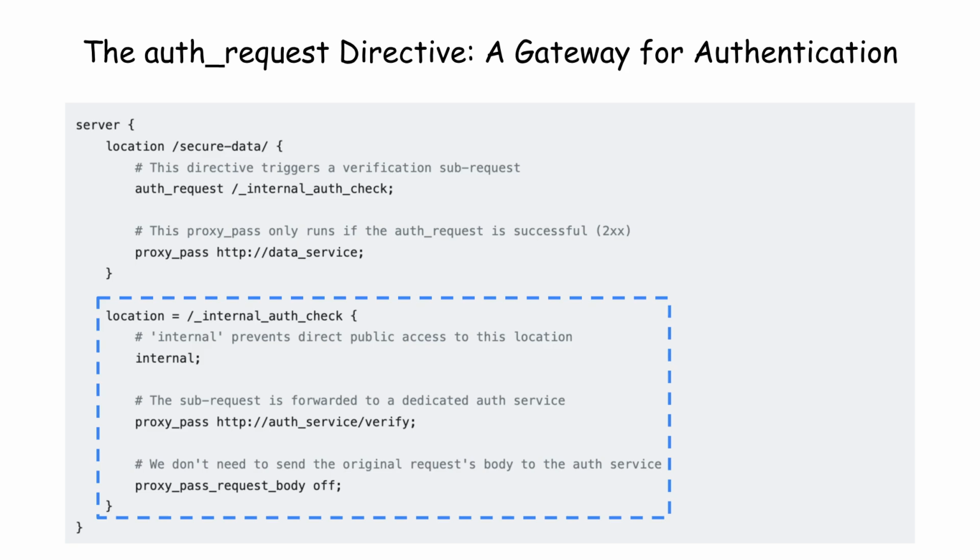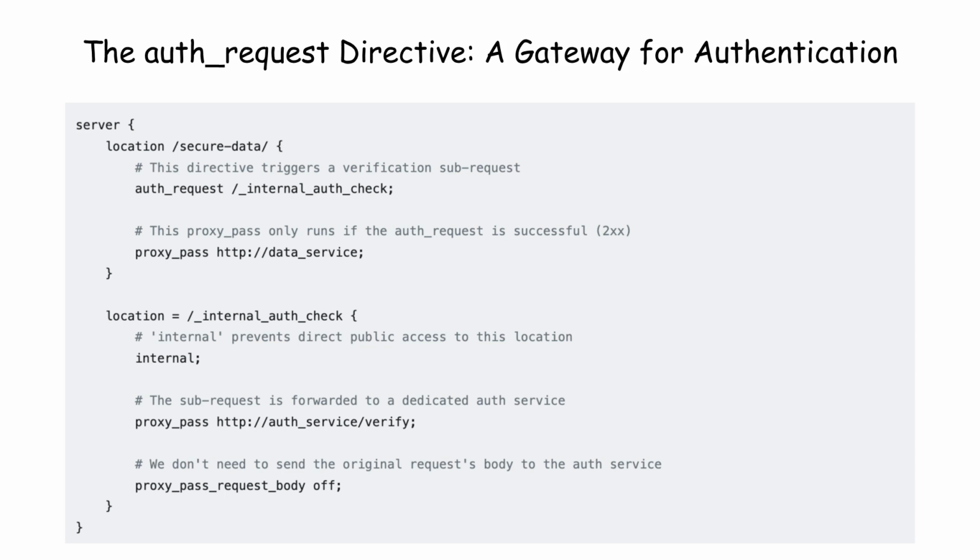It acts as a firewall, ensuring that your verification endpoint can only be called by Nginx itself, never directly by a malicious user. It's also good practice to optimize this subrequest using directives like proxy_pass_request_body off and proxy_set_header Content-Length "", since the auth service often only needs to inspect headers or cookies. This pattern centralizes your authentication logic, so your backend data services don't have to worry about it.